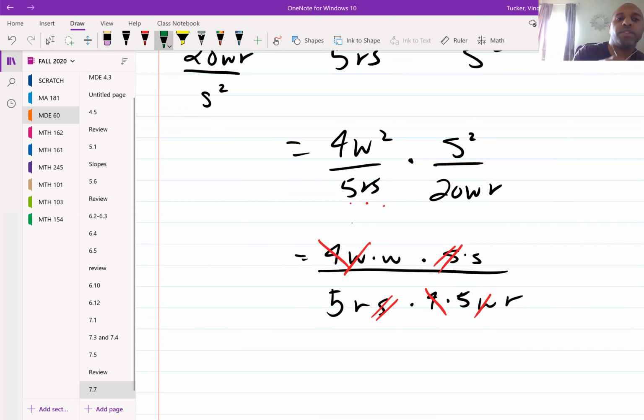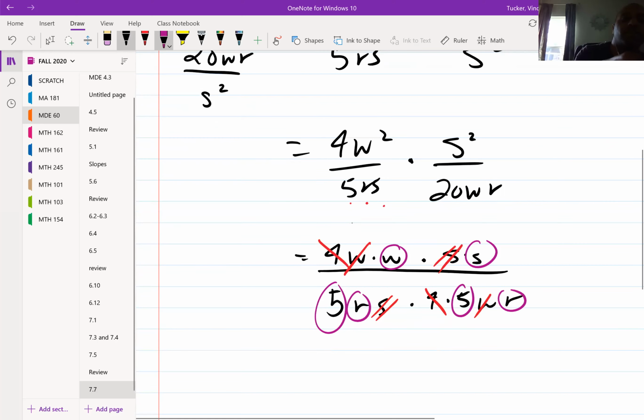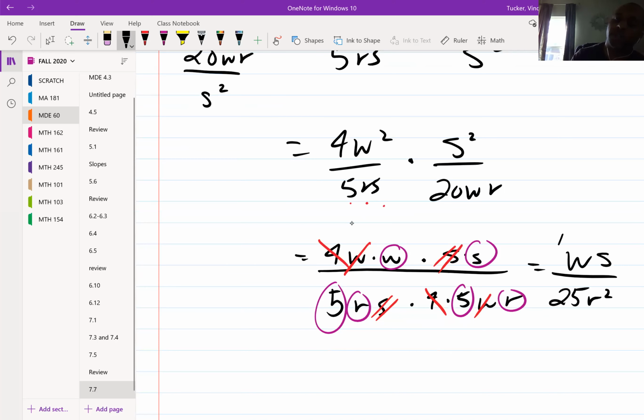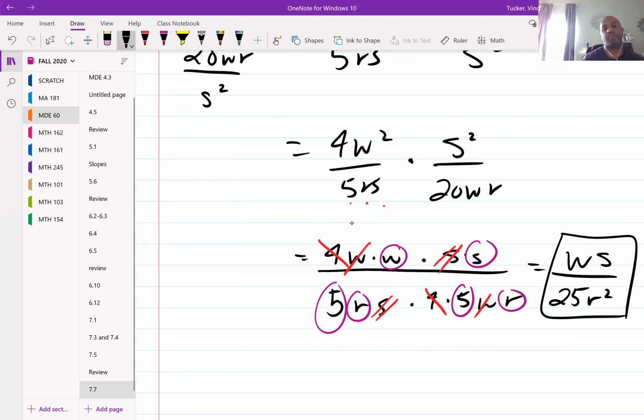And from there, you just multiply what you have on top and bottom. So you got w and s on top, 5r, 5r on bottom. So that's ws. 5 times 5 is 25, and r is r squared. So that's one way of taking care of complex fractions.